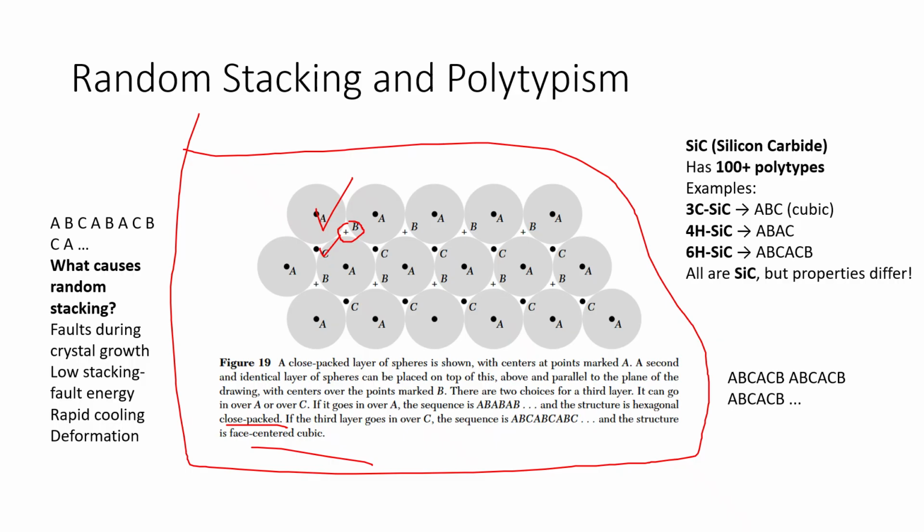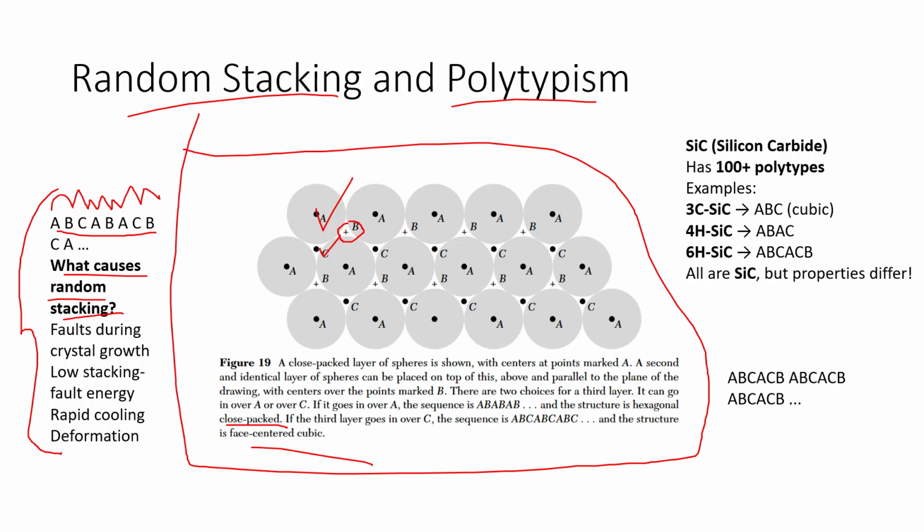Now random stacking. That means there is no order. It is completely random. Like we can see A, B, C, A, B, A, C, B, C. So there is random order, and this occurs in nature. Causes include faults during crystal growth, low stacking fault energy, rapid cooling, and deformation. If this careless crystallization takes place, then random stacking can occur.